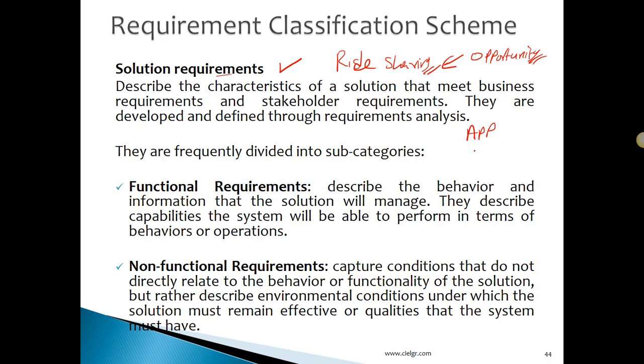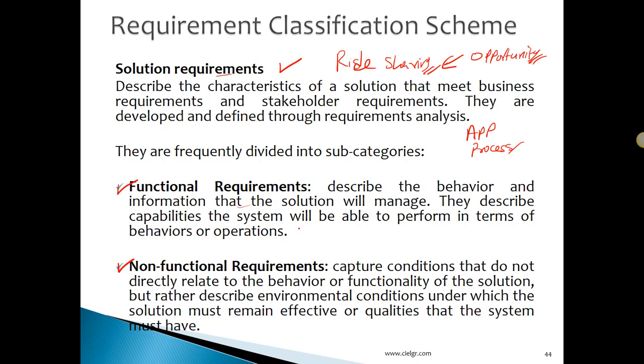And then aside from that, it's also being able to put in place processes as well as functions that will enable us to seamlessly operate this ride-sharing application that we plan to develop. So the solution requirement is typically divided into two, which are what we now refer to as the functional requirement as well as non-functional requirement. The functional requirement describes the behavior and the information that the solution will manage. They describe the capabilities the system will be able to perform in terms of behaviors and operations. So in essence, the functional requirement is what the solution does.